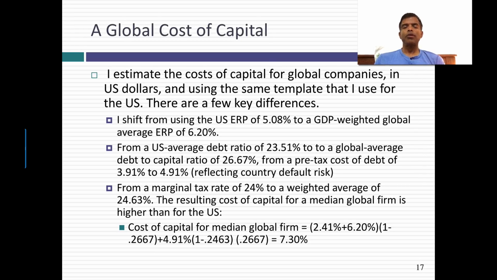You see, what if I don't think in dollar terms? What if I think in rupee terms? Easy. Here's all you need to add. Take that 7.3% cost of capital, add the difference in inflation rates between the dollar and the rupee. You have what should be a typical cost of capital for a global company in rupee terms.